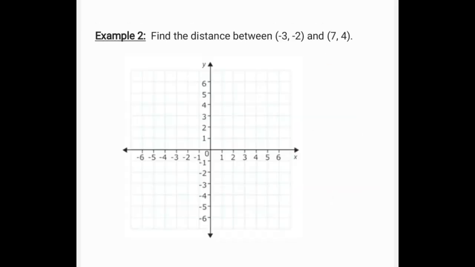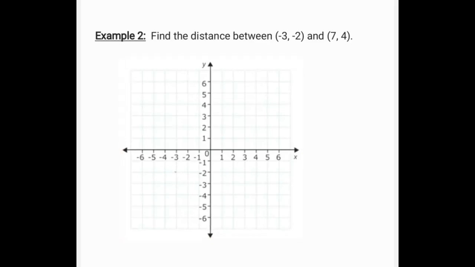In example 2, we're going to graph it out so you can visually see the points and also the distance formula as well. Taking our first point of -3, -2, we're going to go to -3, -2, which is at this point right there.